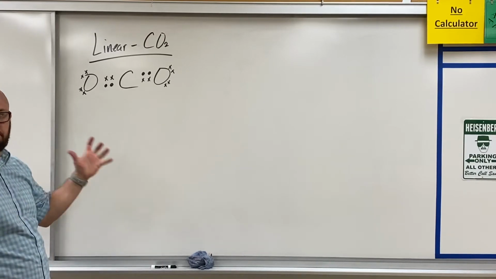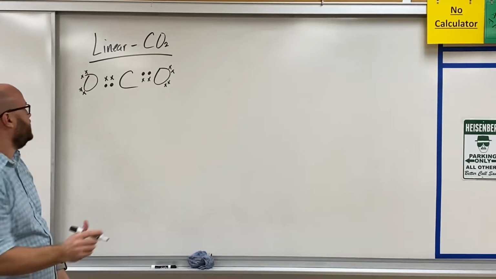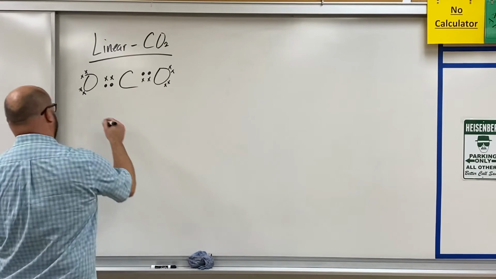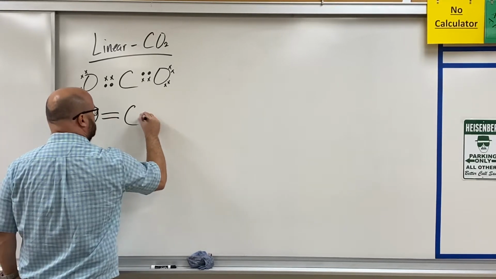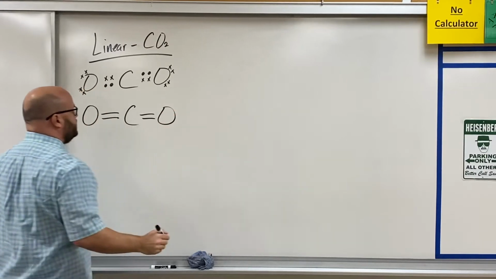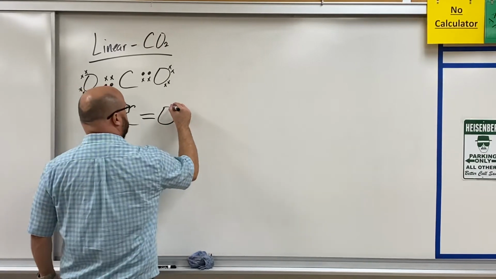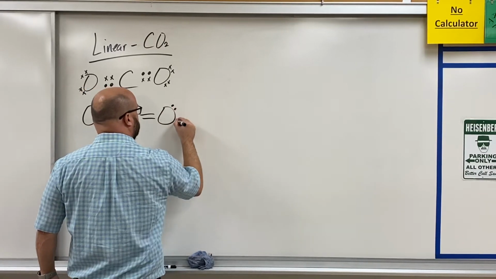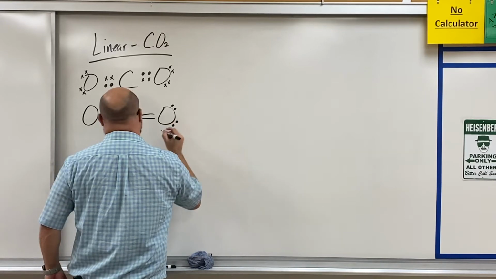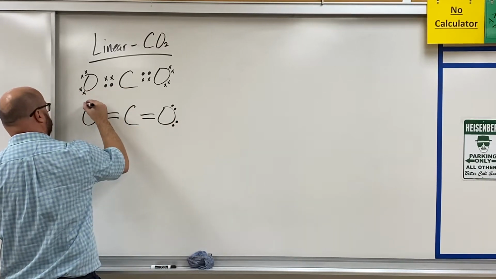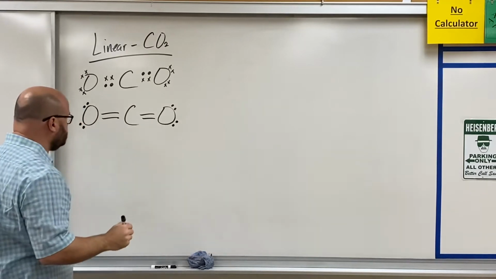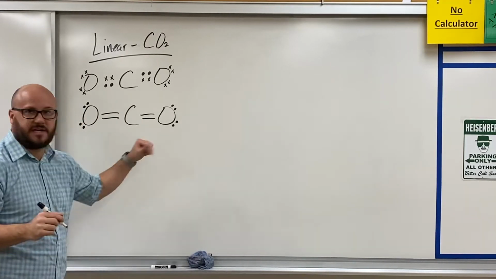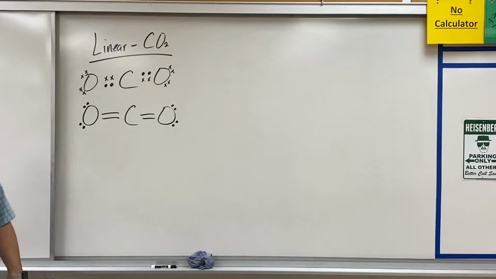A total linear bond, easier represented like so. We know the shortcut, the double bond, and then we still have to draw those unshared pairs. So this is what gives us the linear shape.